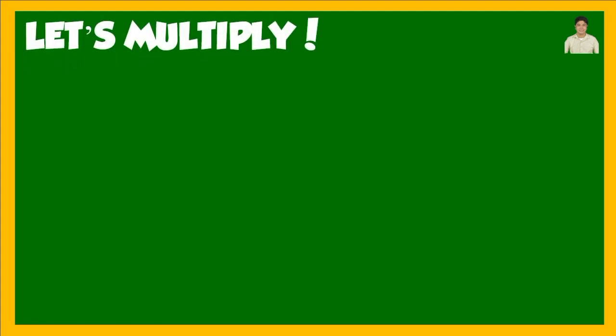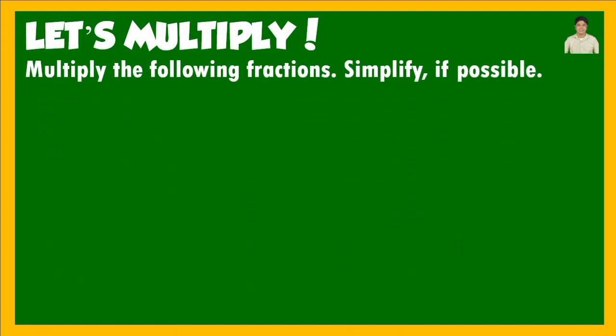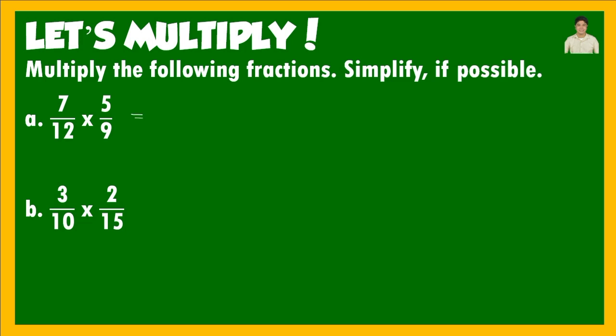So let's have another example. Multiply the following fractions. Simplify if possible. For letter A, we have 7 over 12 times 5 over 9. The first step is to multiply the numerators. That is 7 times 5, and 7 times 5 is 35. And then 12 times 9 is 108. So our product is 35 over 108.